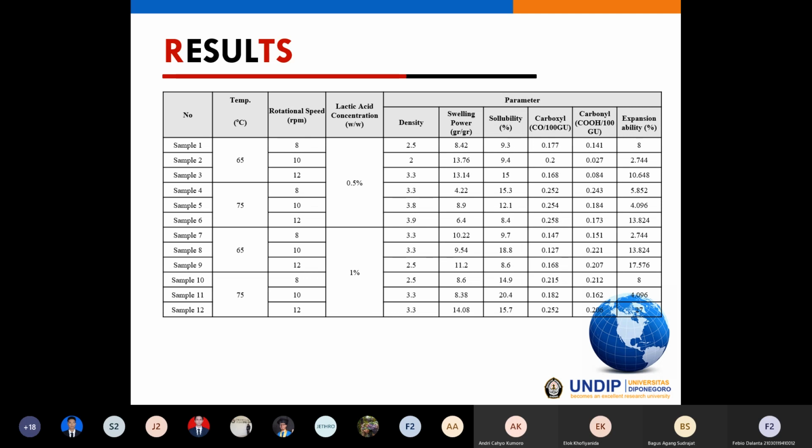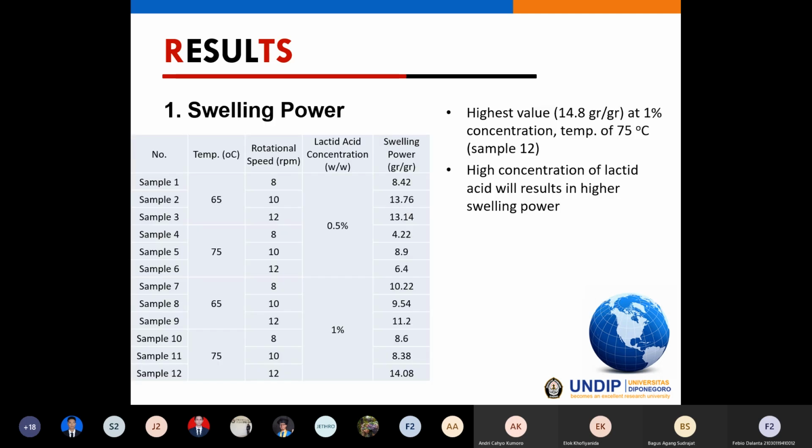So this is the result of the swelling power. We can see the highest value of swelling power is 14.8 gram per gram at a lactic acid concentration of 1% and a temperature of 75 degrees Celsius. This is because a high concentration of lactic acid results in the highest swelling power.